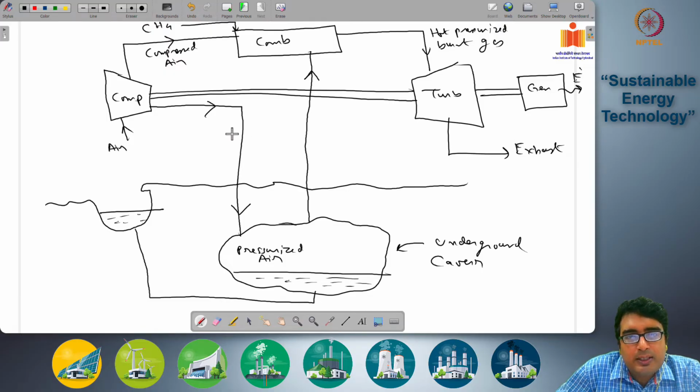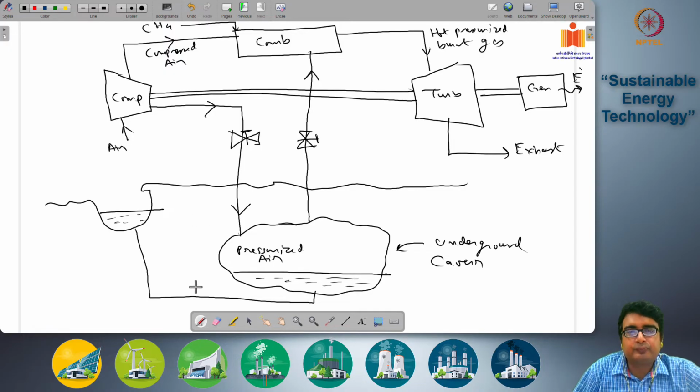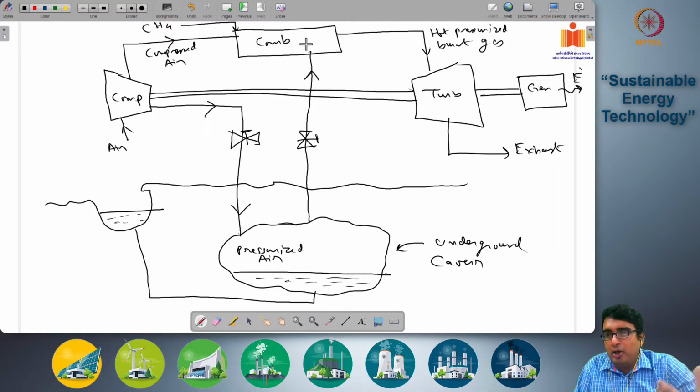Okay, so these sections are basically controlled by valves. These kinds of valves are there. So basically, when you have periods of low demand, part of the compressed air is not sent into the combustion chamber, and that air is transmitted into the underground cavern, which is where it is stored. And in periods of high demand, this excess air is coming back into the combustion. You are putting in more methane. You are burning a lot more of the fuel using this excess air, and that is helping to run the turbine faster and generating more electricity.